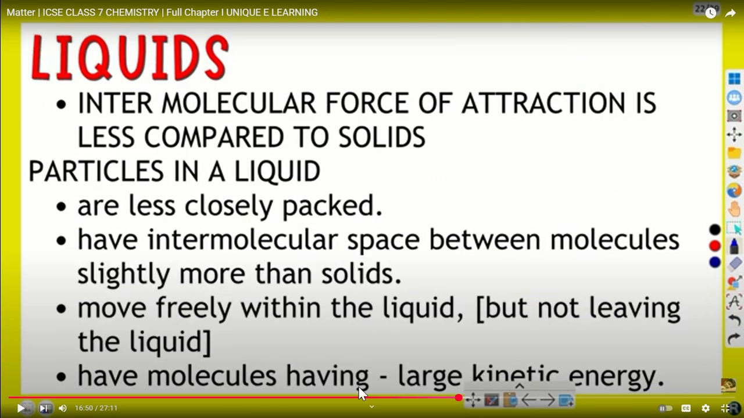Liquids: intermolecular force of attraction is less compared to solids. Particles in a liquid are less closely packed, have intermolecular spaces between molecules slightly more than solids, and move more freely within the liquid, but not leaving the liquid. Molecules have large kinetic energy. See, this is very important. These definitions come very tough, and the teacher can turn the questions around like a wheel of a tire.